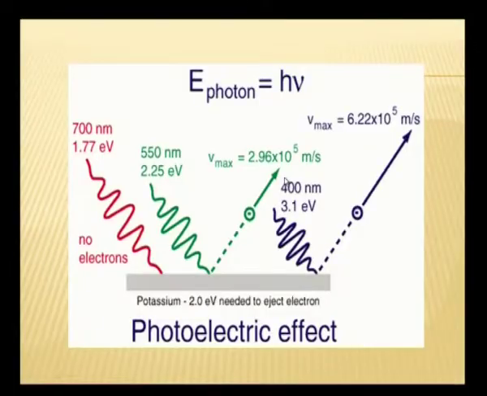electron. On the other hand, the reduced wavelength 550 nanometer or 5500 angstrom having an energy 2.25 eV, it is able to eject the electron. The reason being, the energy needed to eject the electron is 2 eV. What is the energy needed?